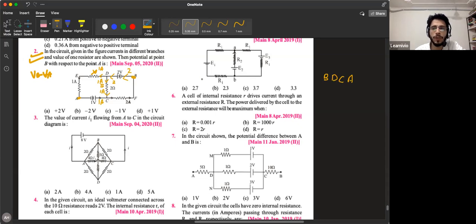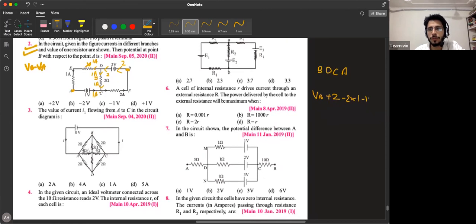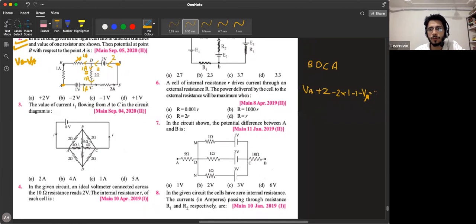We will go from B to D, so that's VB. Lower to higher, it's rise, so +2. Then you'll go from D to C, you're going in the direction of current, it's -2 into 1. Then you'll go from C to A, high to low, it's fall, -1. Minus VA is equal to 0. So +2 minus 2 will cancel. You will get VB minus VA is equal to 1 volt. So the correct answer is 1.